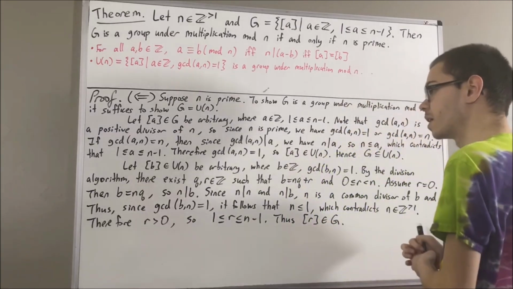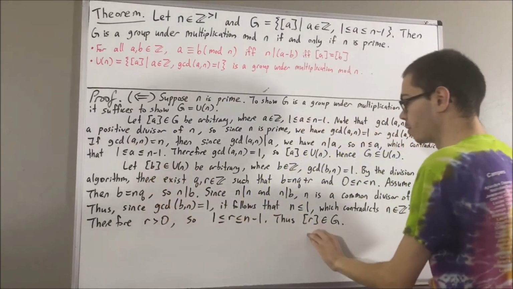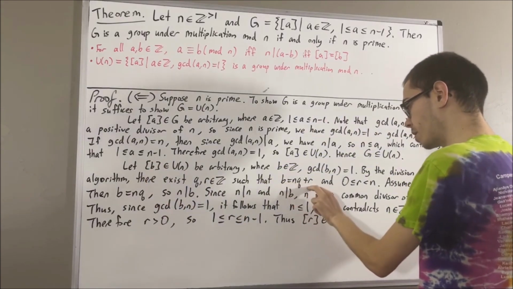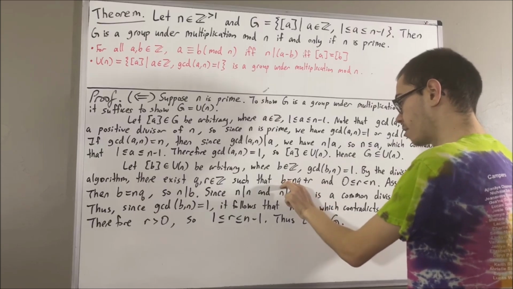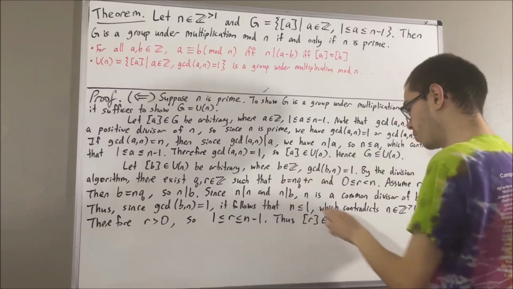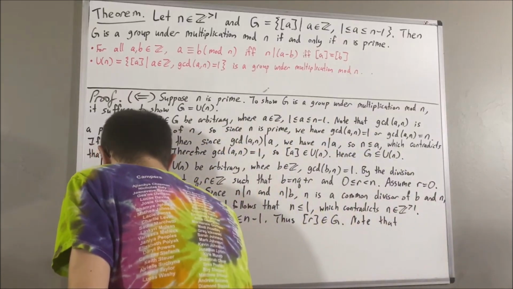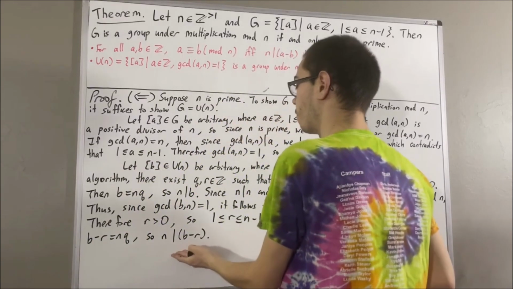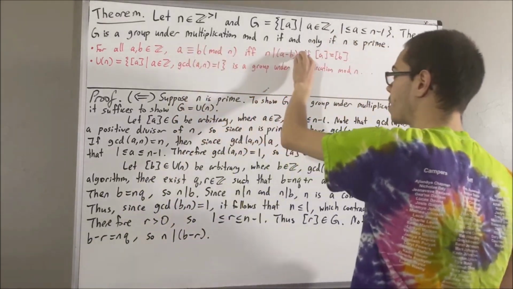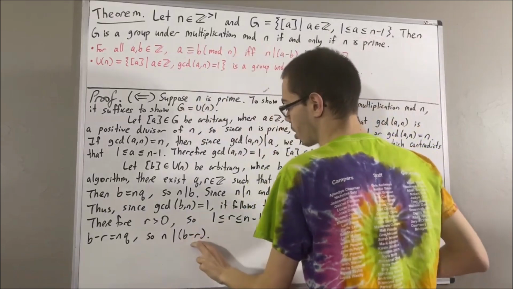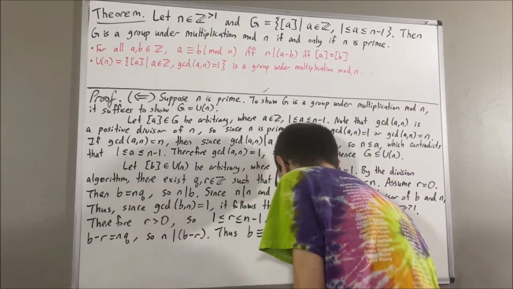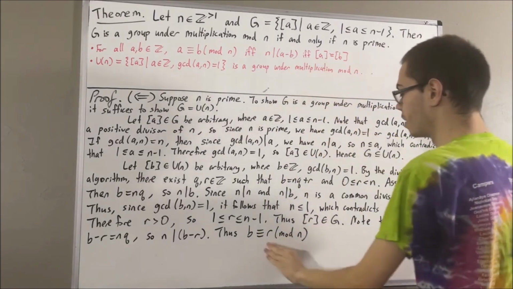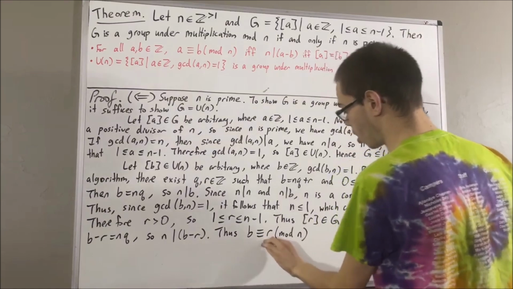But the claim is that the equivalence class of b is equal to the equivalence class of r. To see how that happens, let's note that if we take this equation and subtract r to the other side, we get that b minus r is equal to nq. And this tells us that n divides b minus r. From here, by definition of congruence modulo n, b is congruent to r modulo n. But then, from the property of equivalence classes that we were talking about earlier, this implies that the equivalence classes of b and r are equal.